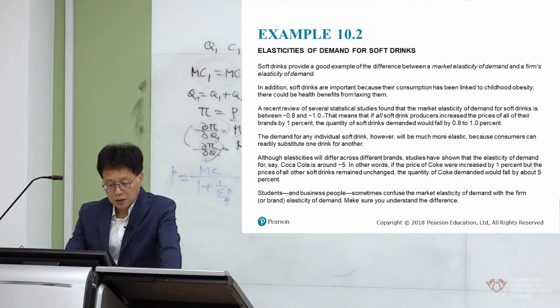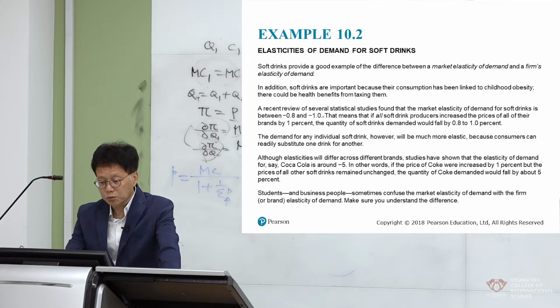Okay, slide number 21, example 10.2. Elasticities of demand for soft drinks. Soft drinks provide a good example of the difference between market elasticity of demand and a firm's elasticity of demand. As we already studied, a firm's elasticity of demand is greater than the market elasticity of demand. In addition, soft drinks are important because their consumption has been linked to childhood obesity. There could be a health benefit from taxing them.